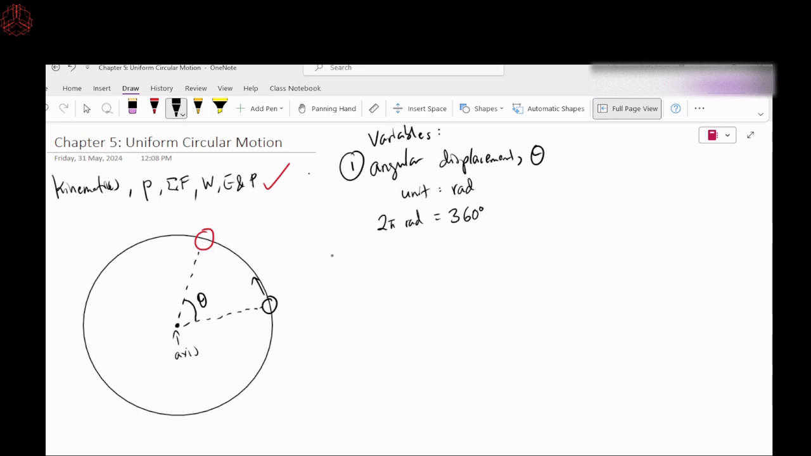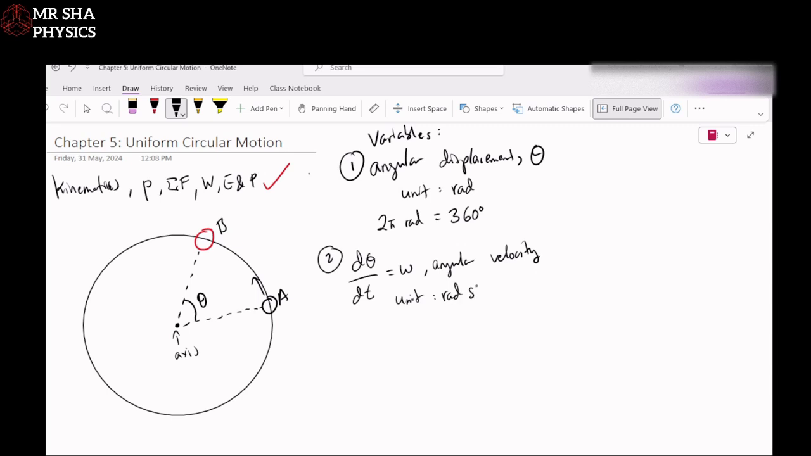Now if I were to talk about how fast that object moved from A to B, then what I'm talking about is actually angular velocity. If I take the first derivative of the angular displacement, I'll have angular velocity. The units will be in radians per second. So much like we have displacement and velocity, now we have angular displacement and angular velocity.